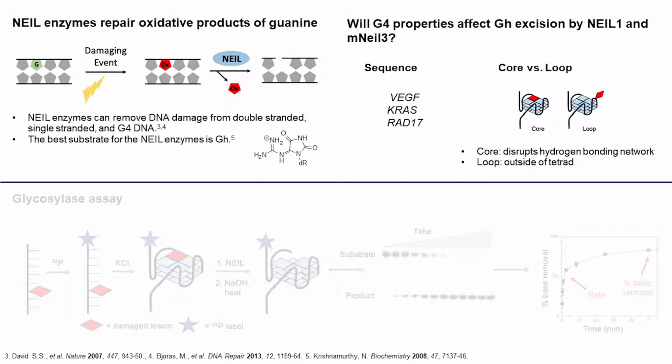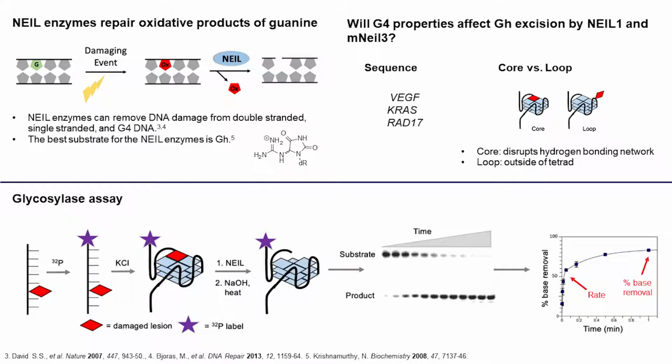We chose to analyze NEIL's ability to remove GH from 3 different G4 promoters, VEGF, KRAS, and RAD17, in 2 different positions. This is both core and loop damage positions, where core damage is located within the G4 folds and loop damage is outside. To do this experimentally, we take our G4 sequence containing a damaged base, label it with radioactive phosphorus, and fold it in the presence of potassium chloride. We then treat the damaged G4 with NEIL and quench at various time points.